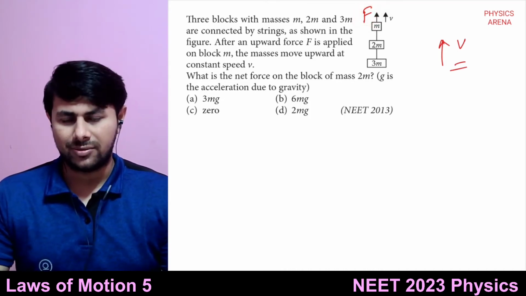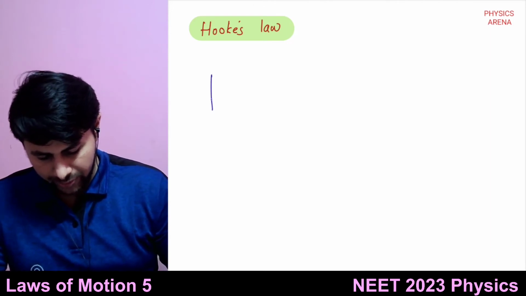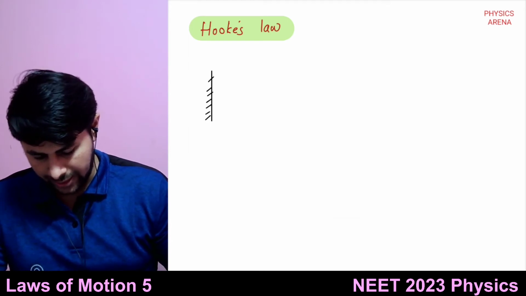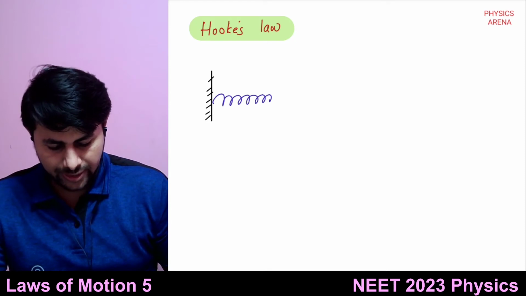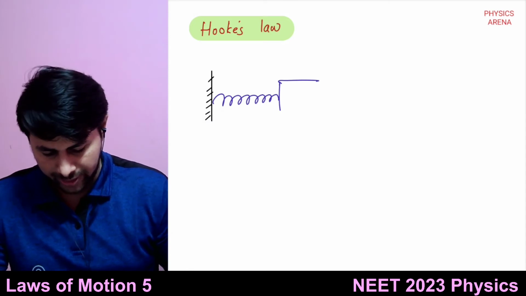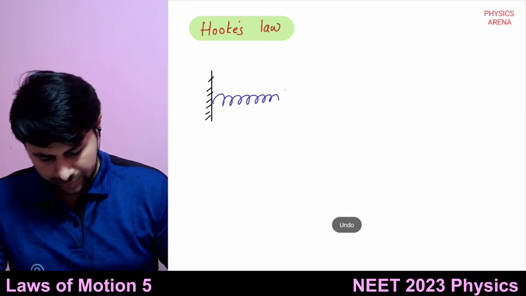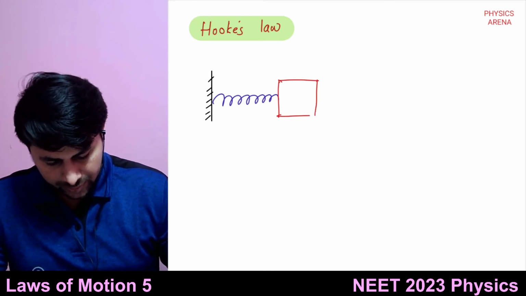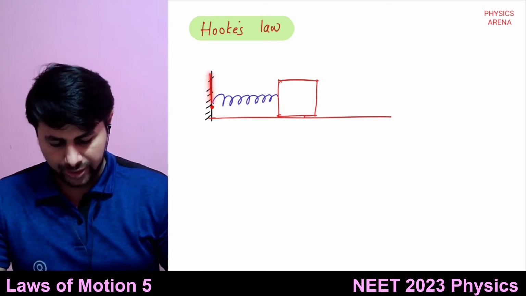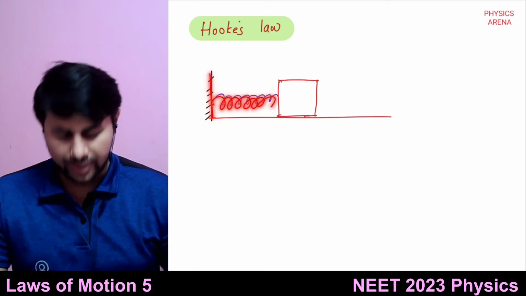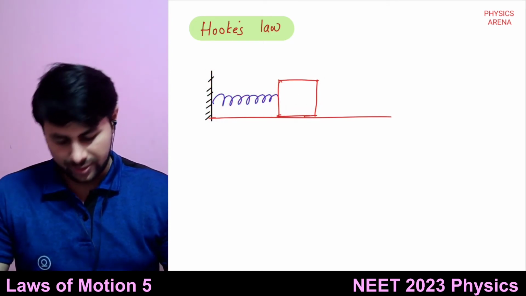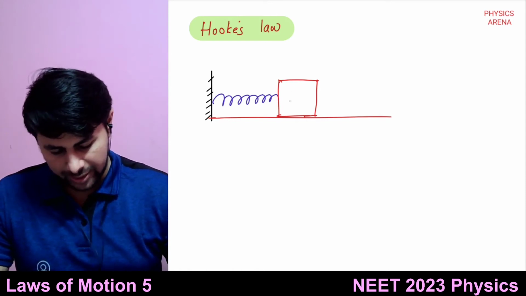6 times mg. So let's suppose that we have a rigid support like this, and there is a spring connected to the rigid support, and we have a mass connected to the spring, and the mass is resting on a table. So we have this rigid support, a spring connected to it, and the other end of the spring is connected to a mass, let's call it mass M.